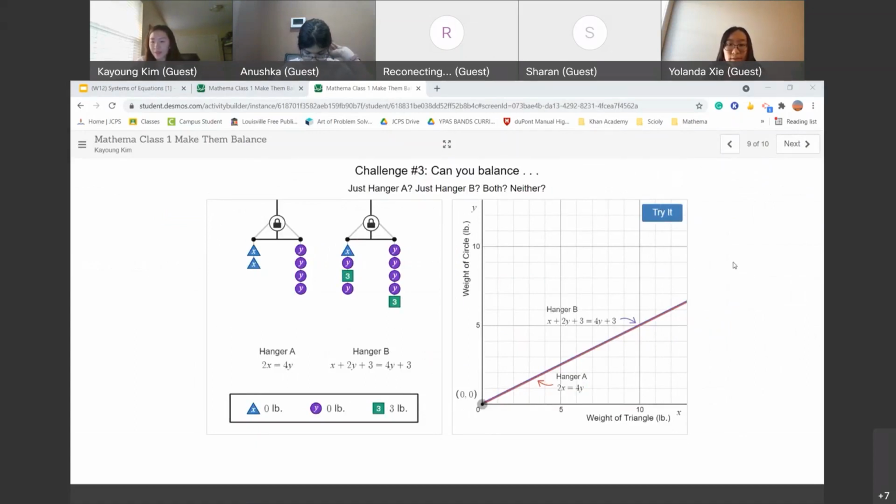So the ninth slide is asking you if you can balance both of these at once? Or can you balance just hanger A while hanger B is not balanced? Is it possible to balance only one of them at a time?